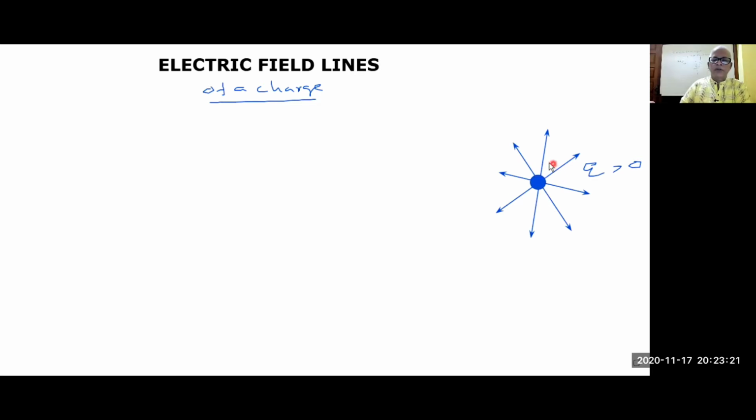In the vicinity of a charge, the neighborhood of the charge, the field lines are very dense. As it goes away, it thins out. So an electric field line is a pictorial way of representing electric field, suggested by Faraday. So electric field lines can be a measure of electric field at a point.